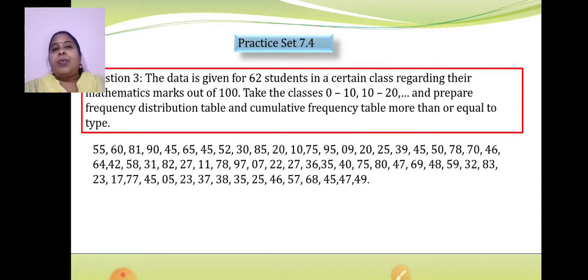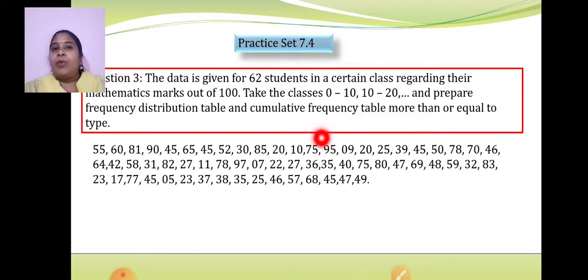They are telling us to prepare, first of all, a frequency distribution table, right? What are the columns in that? It should be class interval, tally marks, frequency, correct? These three columns we require for a frequency distribution table. In addition to that, they are telling us to prepare a cumulative frequency column. Which type? We have learned two types, more than and less than. They want more than or equal to type.